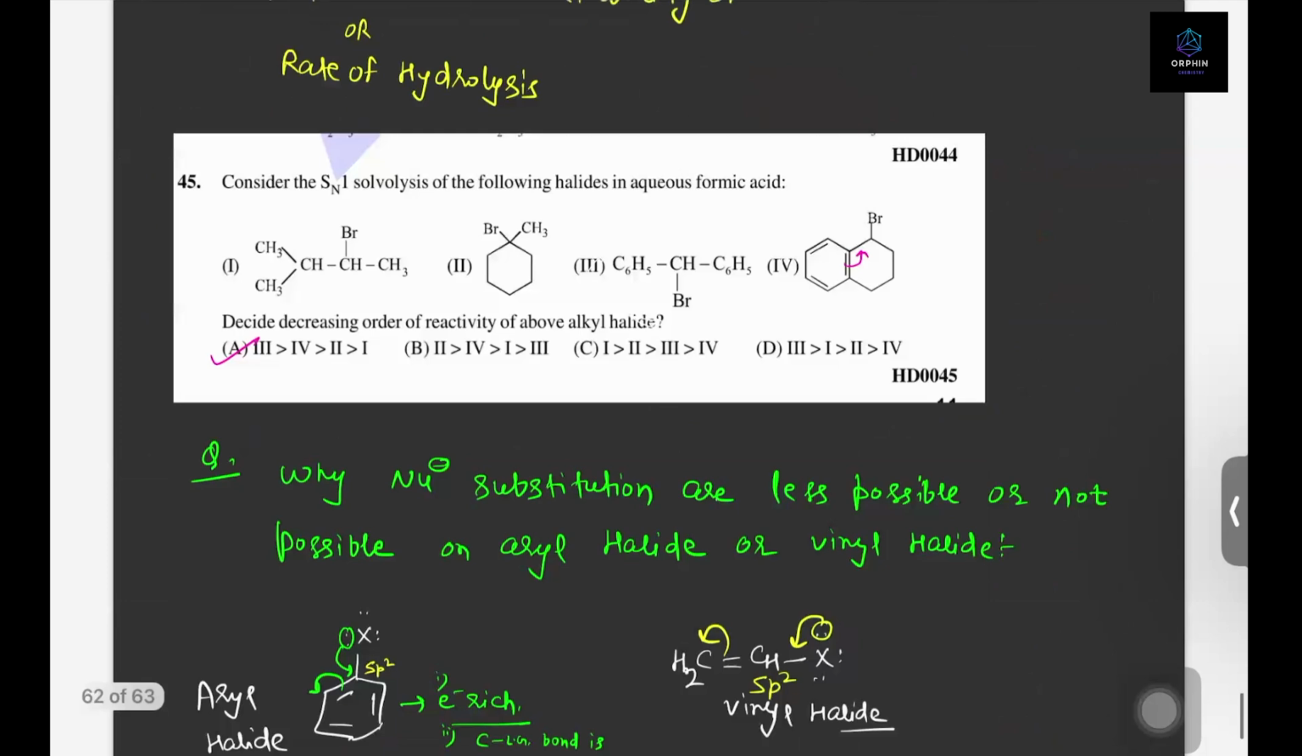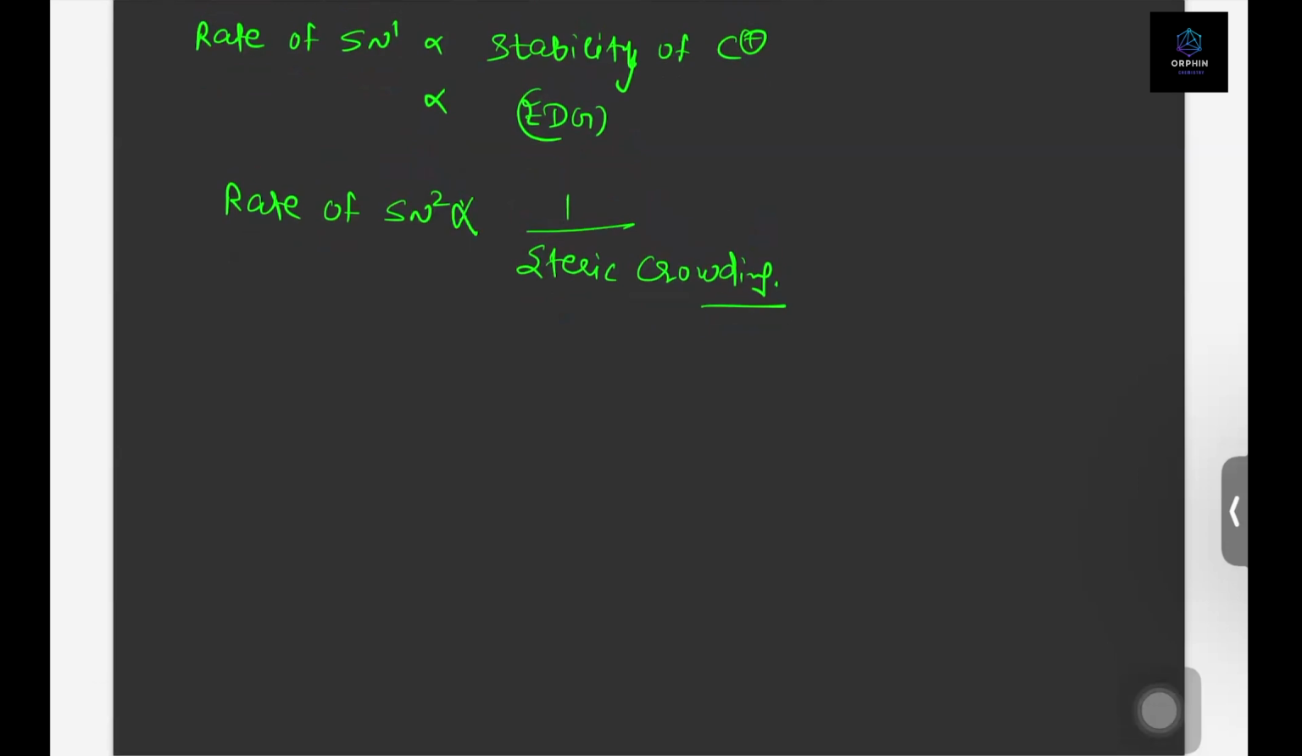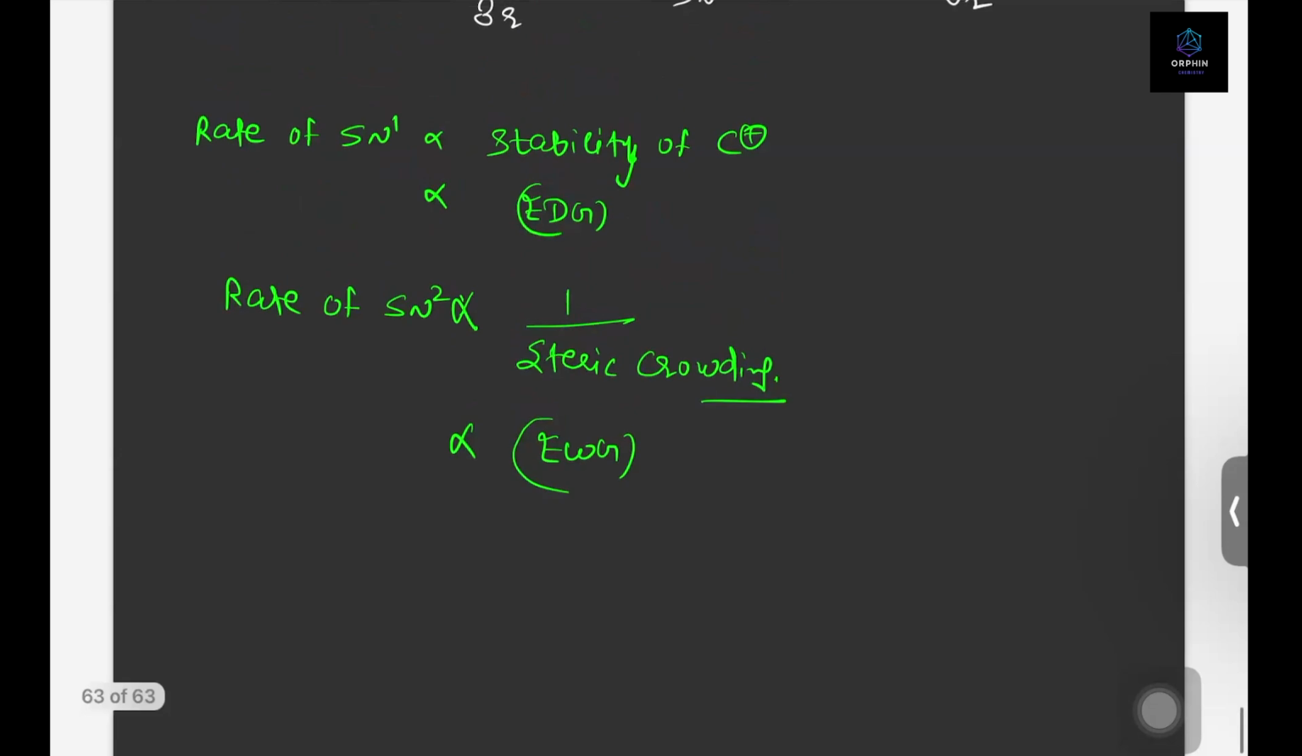So in the case of SN2, the rate is inversely proportional to steric crowding, which matters the most, and directly proportional to electron withdrawing group. Now the last thing we are going to do: in the case of SN1 and SN2, we are going to compare the rate, first for SN1, then for SN2. Compare the rate for the SN1 reaction.